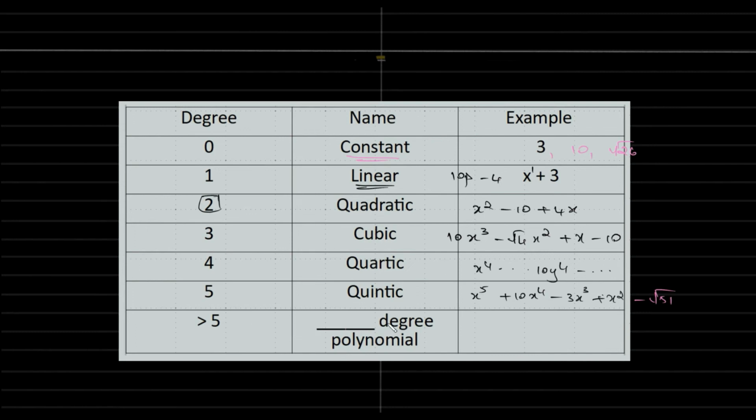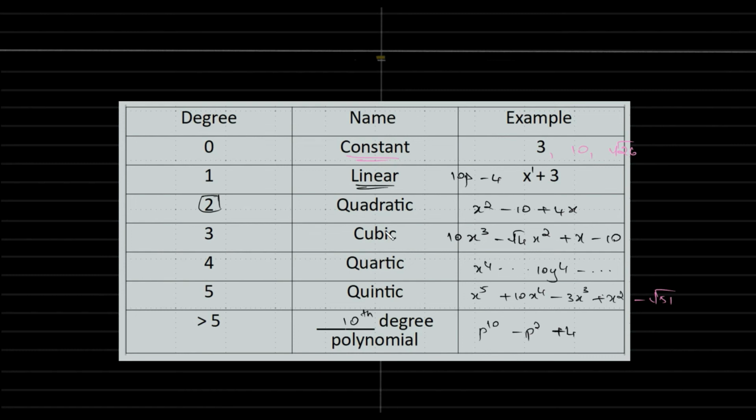Anything post that is read as, say I have something like p to the power of 10 minus p square plus 4. This is a polynomial of degree 10, a 10th degree polynomial. Please note that you need not have all the terms. Here I have only 3 terms, but the degree is 10. That's okay. There's nothing wrong in that. But you need to know how to name it.